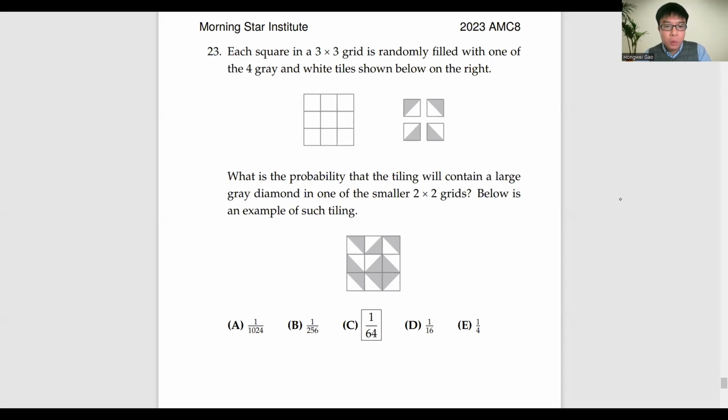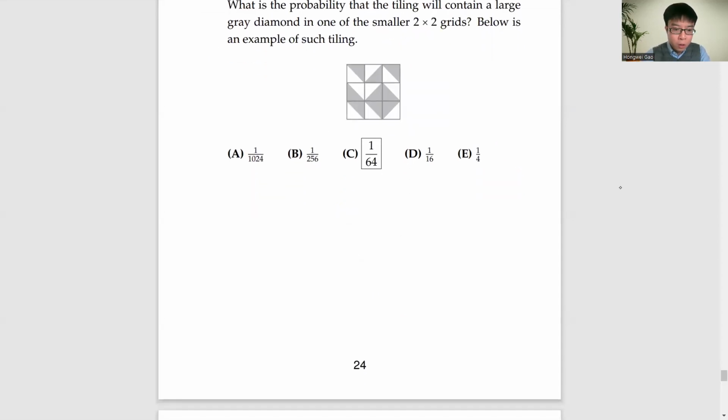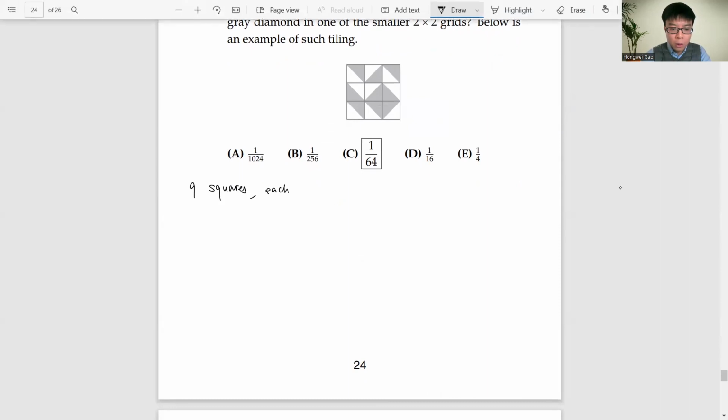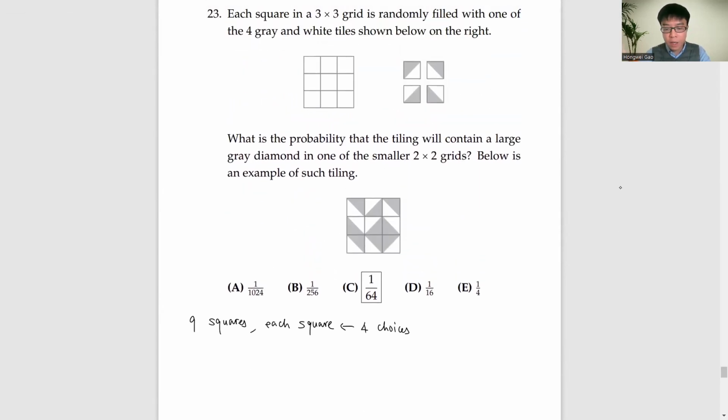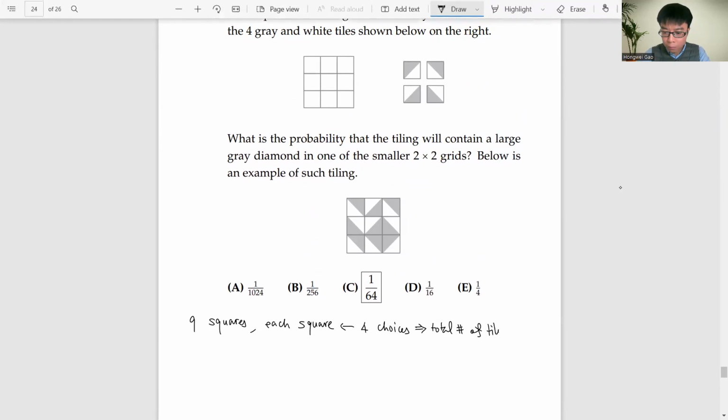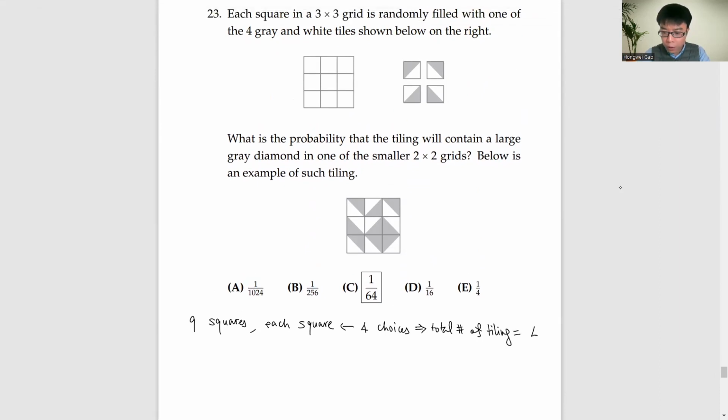Question 23. Each square in the 3x3 grid is randomly filled with one of the 4 green and white tiles shown below. What's the probability that the tiling will contain a large gray diamond in one of the smaller 2x2 grids? Here's the example here. So we can consider 2 numbers. One is the total number of tilings. There are 9 squares, and for each square there are 4 choices. So we get a total number of tilings equal to 4 to the 9th power.